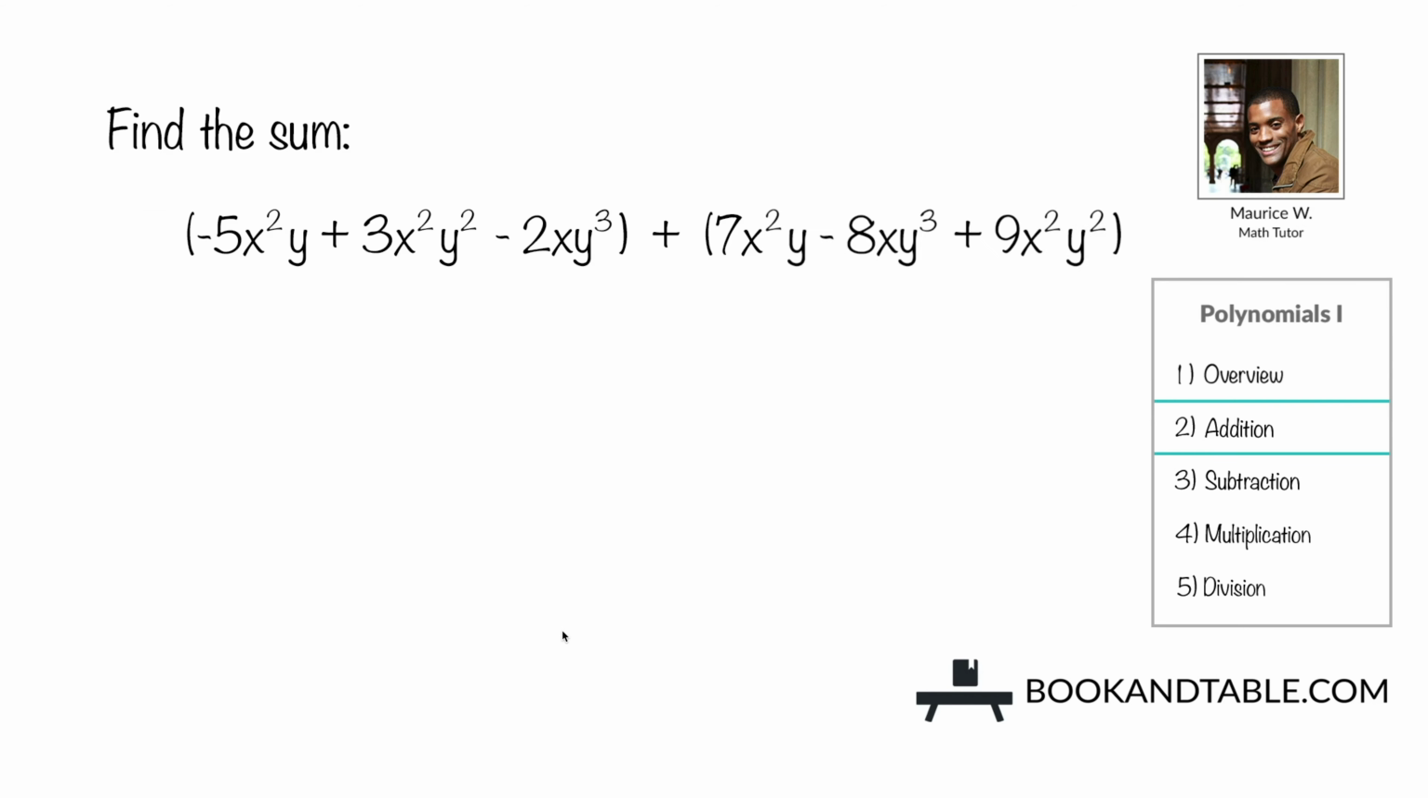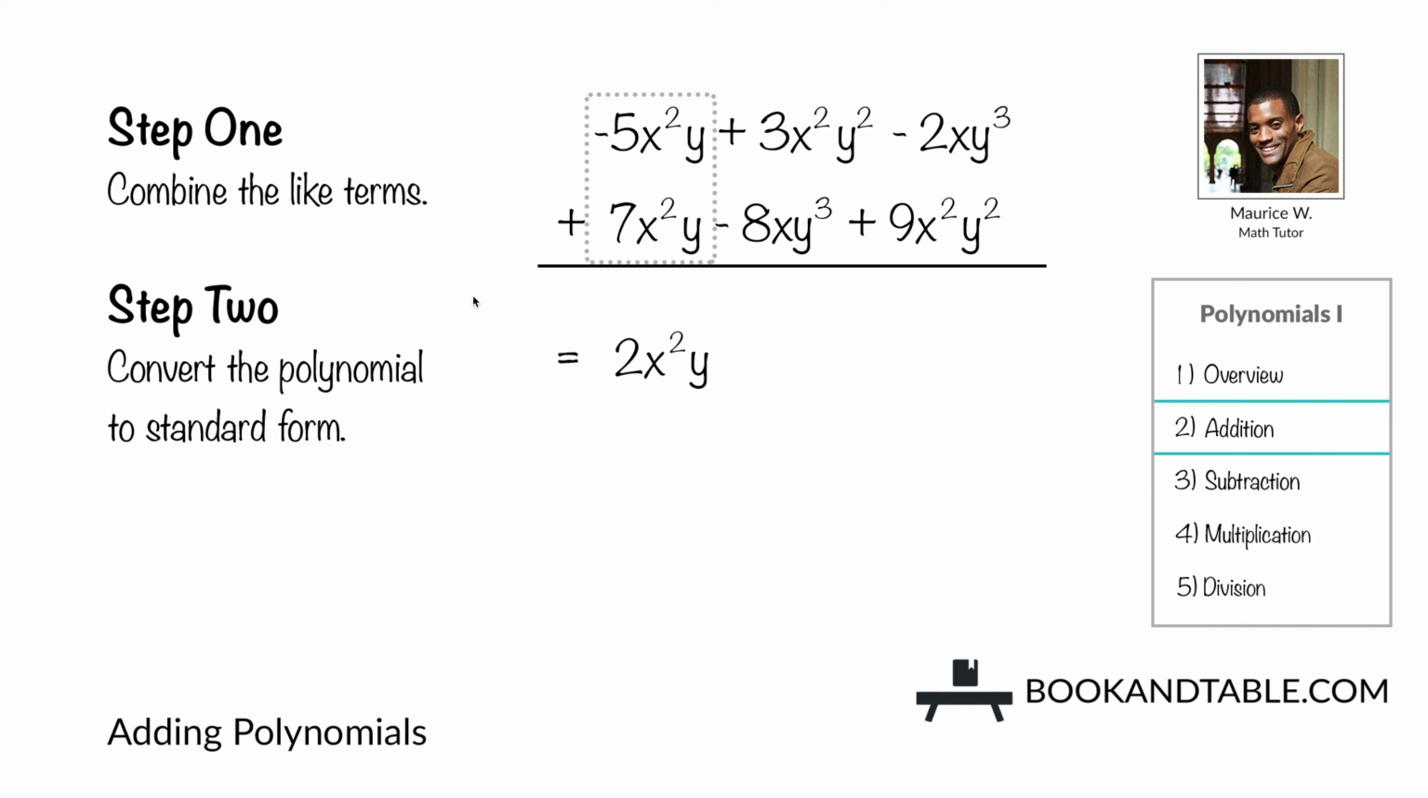Let's take a look at another example. Let's say you're asked to find the sum of negative 5x squared y plus 3x squared y squared minus 2xy cubed plus 7x squared y minus 8xy cubed plus 9x squared y squared. If you wanted to add these two polynomials, then the first step is to combine the like terms.